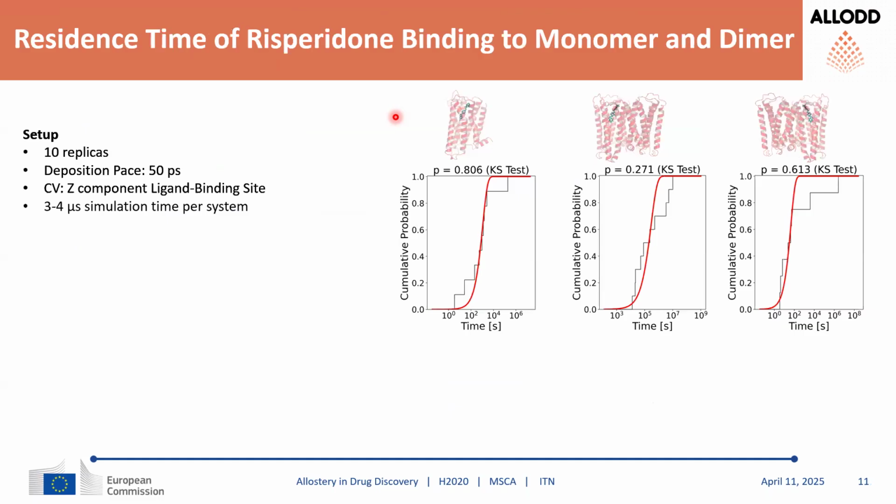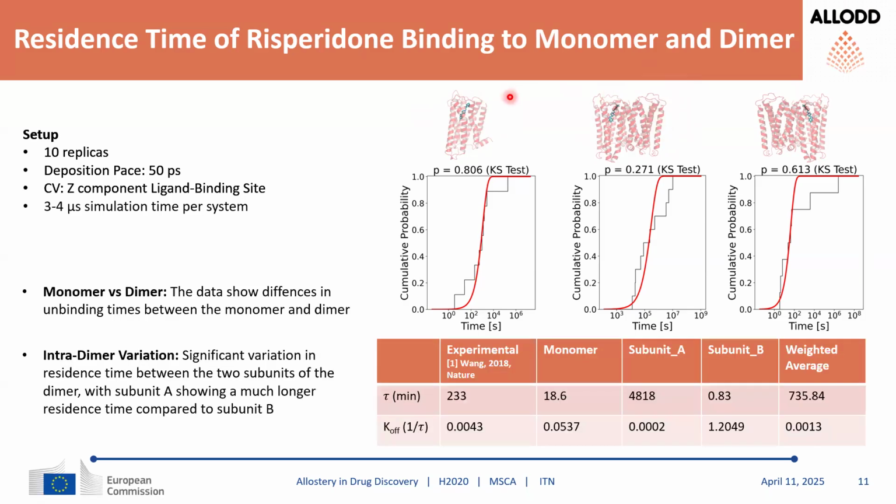And finally, as a last analysis, we also wanted to get an estimate of the residence time. And so here we used infrequent metadynamics. We performed infrequent metadynamics for risperidone binding to the monomeric state, and then for risperidone binding to one of the two subunits of the dimer, and then the other subunit. And in this case, what we saw is that, of course, there's a variation when you switch from monomer to dimer, but also there's a very big variation between the two subunits of the dimer.